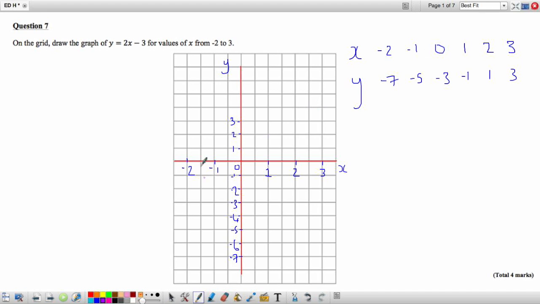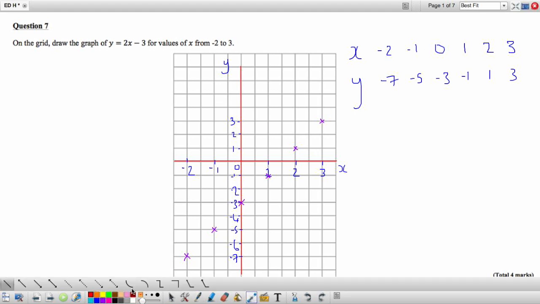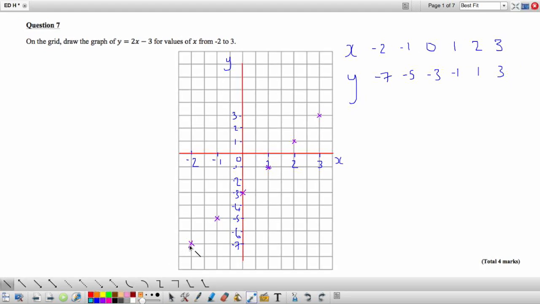Our first coordinate is -2, -7, -1, -5, 0, -3, 1, -1, 2, 1, and 3, 3. Taking your ruler now to connect these, we should form a straight line that goes through all of the coordinates plotted.